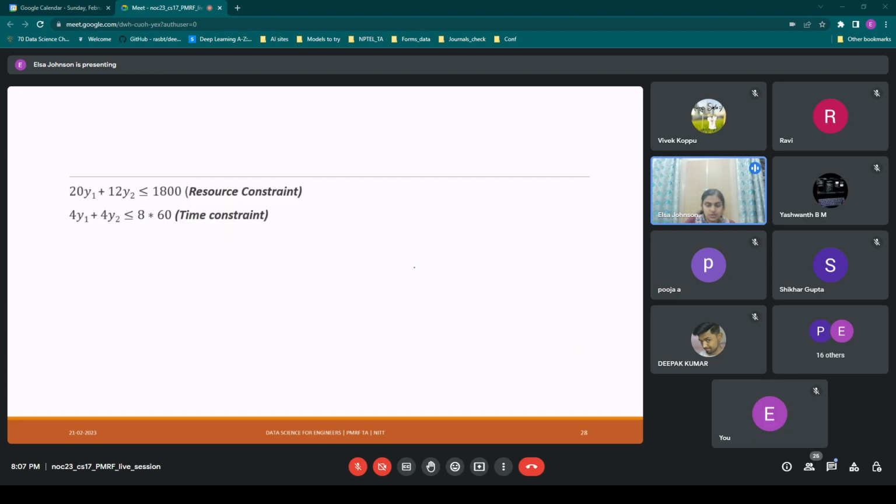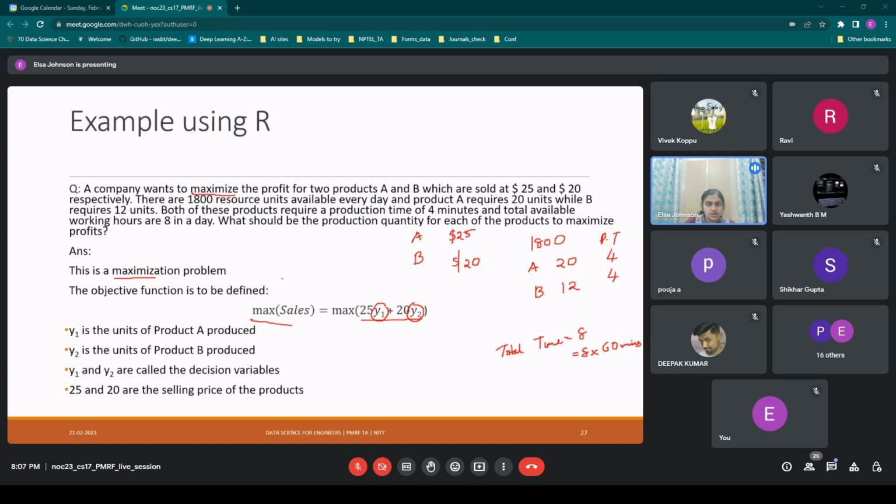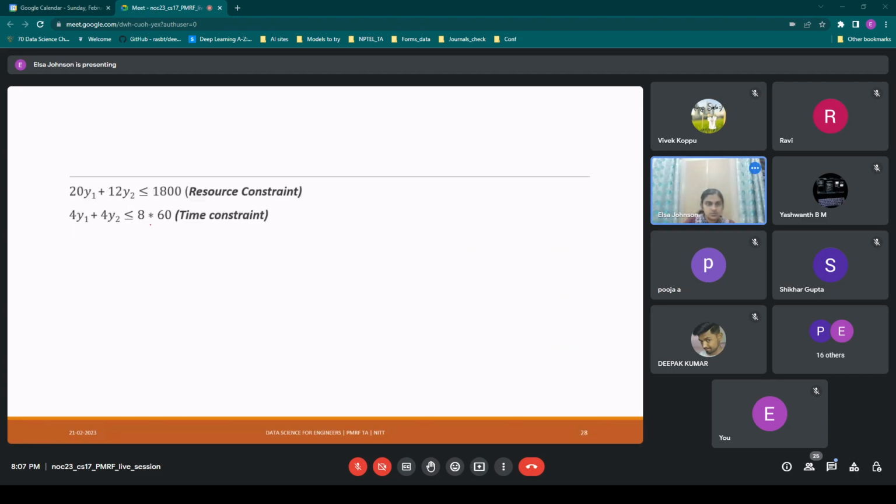Now the first equation is to maximize 25y1 plus 20y2, that is your f of x. Now these are the constraints, which I think you might have seen. 20 units are required for A and 12 units for B, and the total resource available is 1800. This is the resource constraint. The time taken by 4y1 and 4y2 is less than 8 into 60. This is the time constraint.